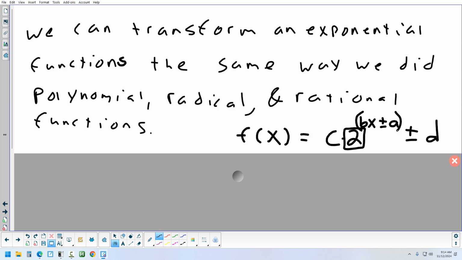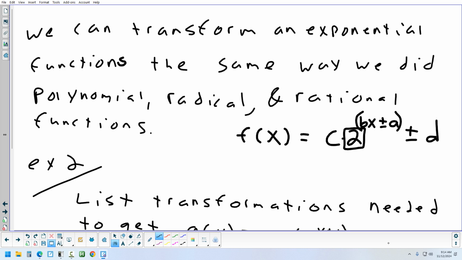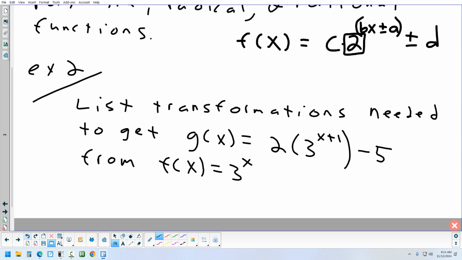If B or C is negative, we already saw what happened. Those are reflections. If C is negative, it's a vertical reflection. If B is negative, it's a horizontal reflection. If it's not in this format, you need to fix it so it is. All right, so that's the format that we're looking for. Okay, that one looks fine. It's in the right format. We can work with that.